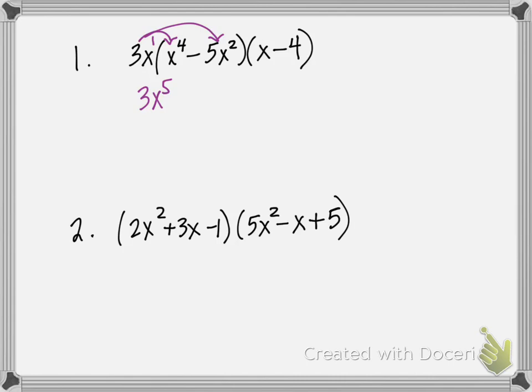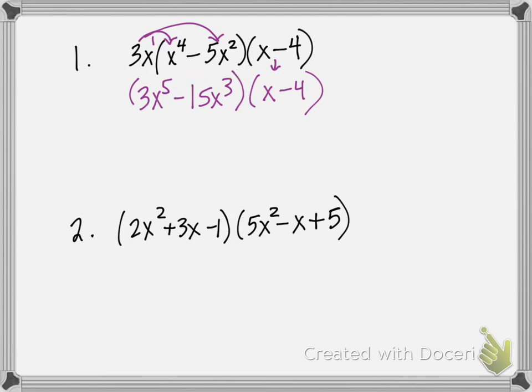And then 3x times negative 5x squared is negative 15x to the 3rd. So that's what I get when I multiply those together. I still have to take this binomial and multiply it by x minus 4. So now I have a 2 by 2, so I should have 4 terms when I multiply this out before I combine, if I can combine any terms.